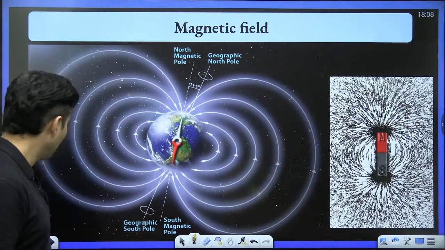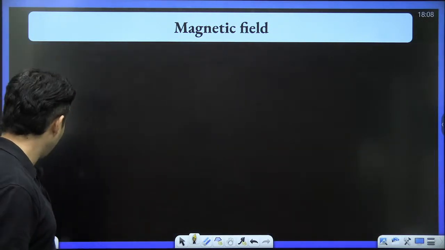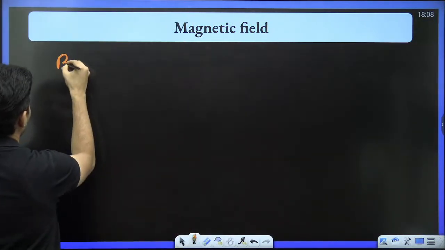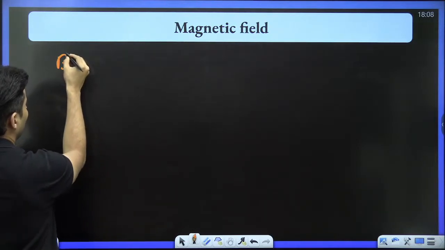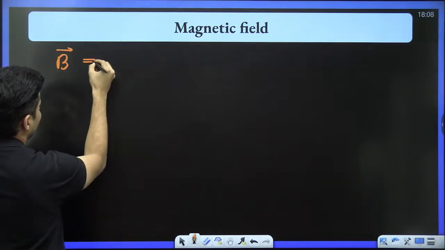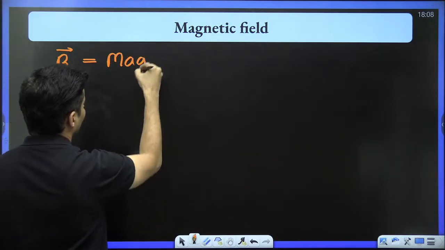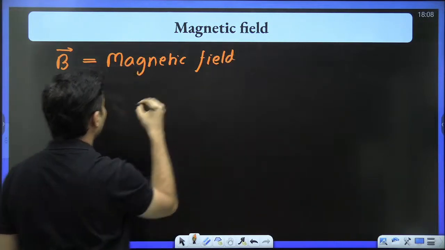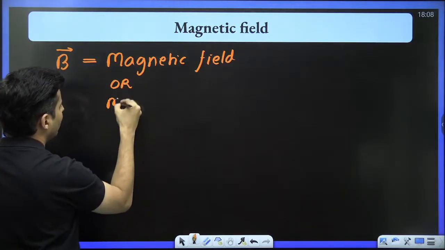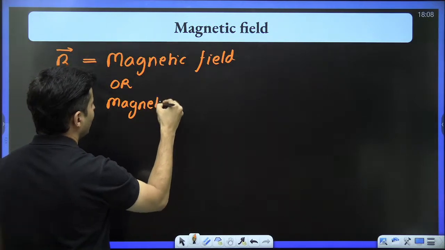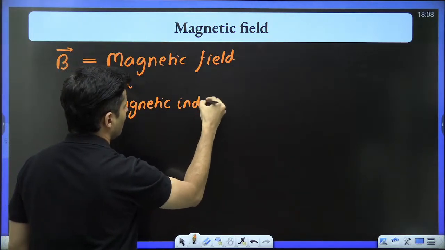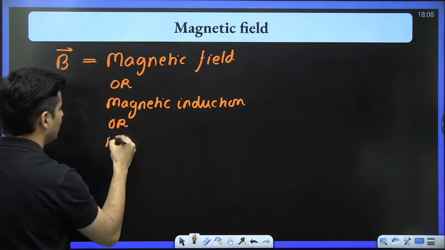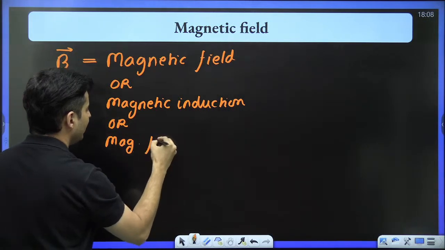Awesome. Now, to talk more about this particular magnetic field, there are some very interesting things. The symbol for that is B. B is basically the magnetic field. Sometimes it is also called magnetic induction, or sometimes it is just called the magnetic field strength.